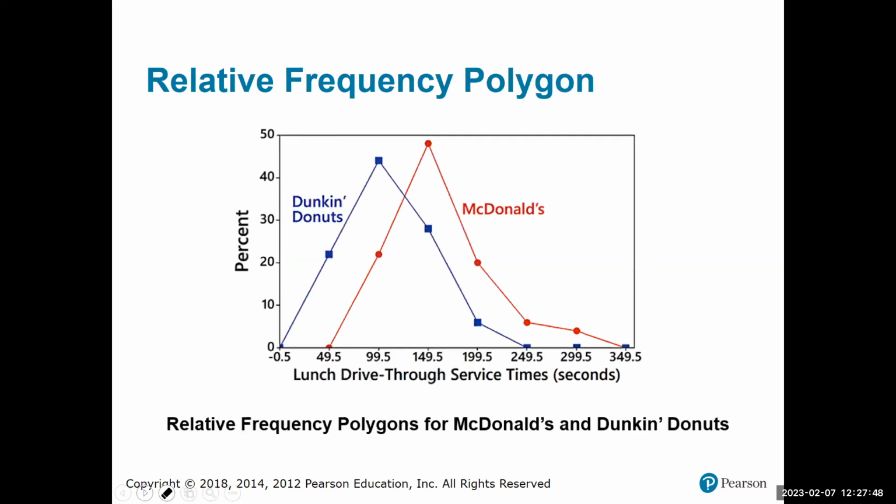All right. And then you can compare, right? So we did this before with, I think, frequency distributions. They weren't histograms, but we looked at Dunkin' Donuts compared to McDonald's. And this is just another way we could see that Dunkin' Donuts tends to be faster at the drive-through than McDonald's. Okay. Now, these aren't relative yet.